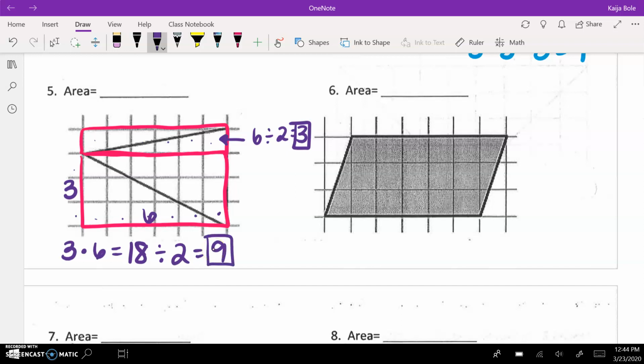So then I would have to take my 9 and my 3. So I would add them. 9 plus 3 would give me 12. My total area would be 12 square units.